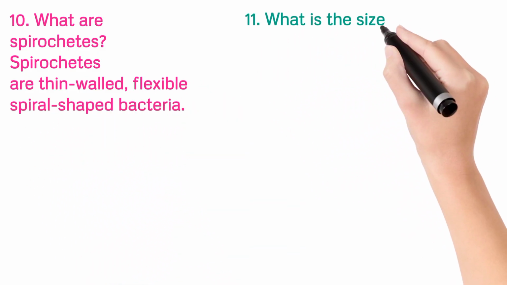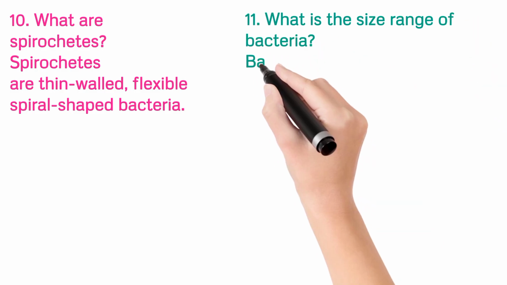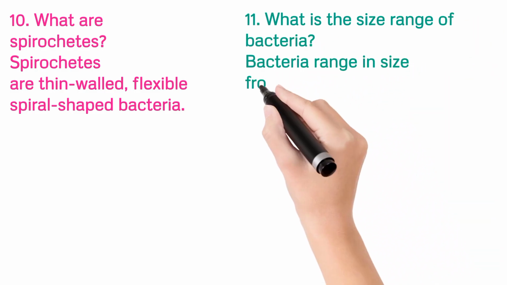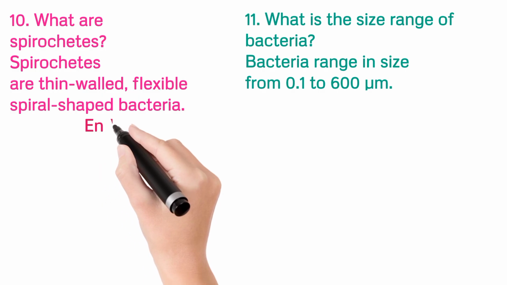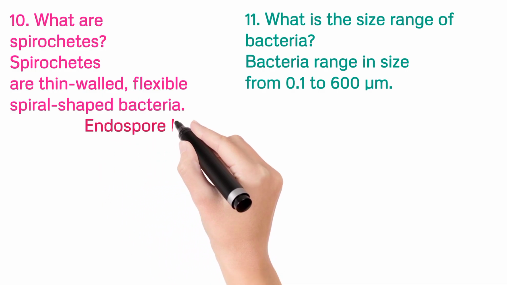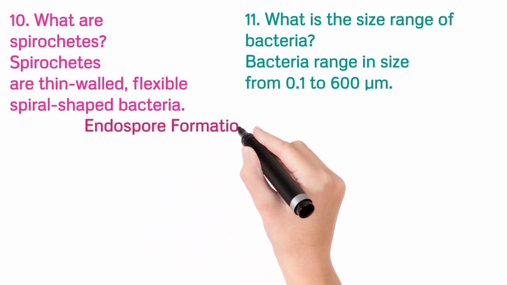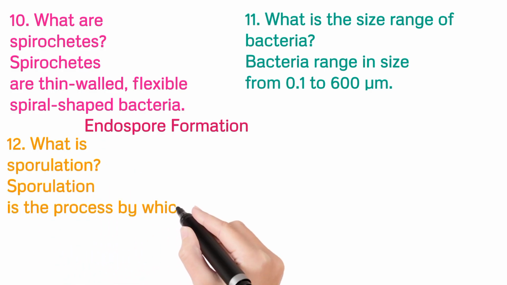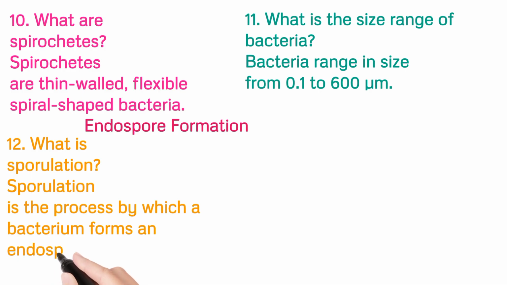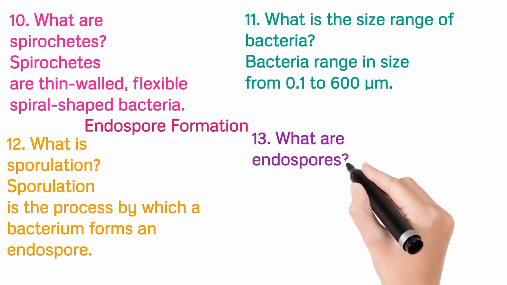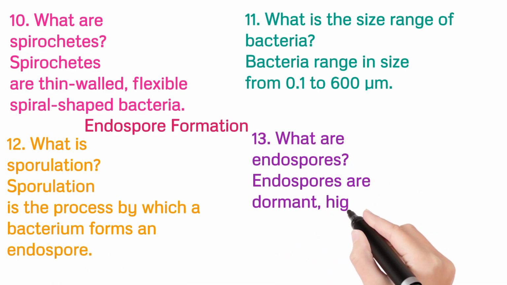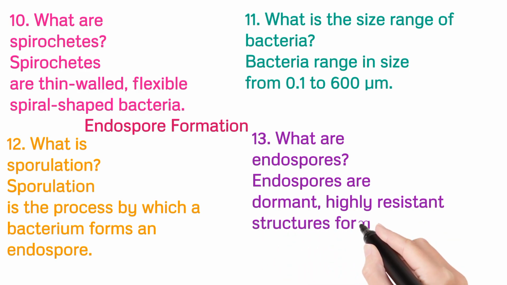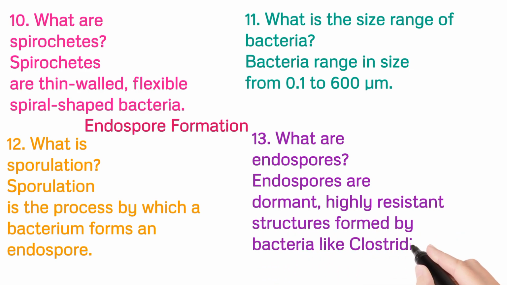11. What is the size range of bacteria? Bacteria range in size from 0.1 to 600 micrometers. Endospore formation. 12. What is sporulation? Sporulation is the process by which a bacterium forms an endospore. 13. What are endospores? Endospores are dormant, highly resistant structures formed by bacteria like Clostridium and Bacillus.